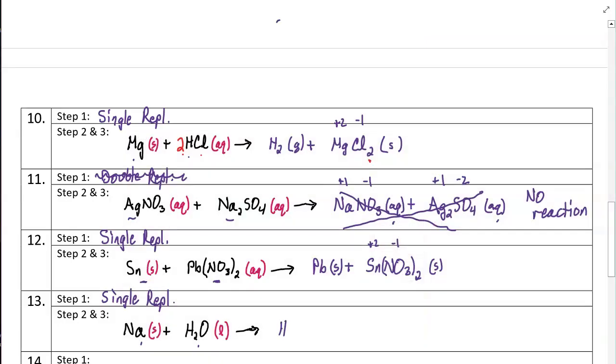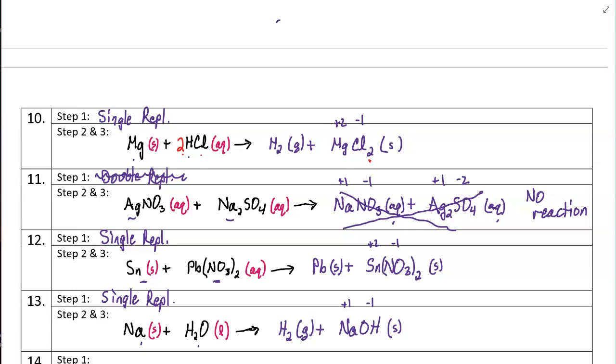The hydrogen becomes the lone element, hydrogen gas, and the sodium bonds with OH. It's called sodium hydroxide. Sodium's +1, OH is -1, no crisscrossing. Sodium hydroxide is solid. I've got some in the supply room. It's these little solid pellet things.